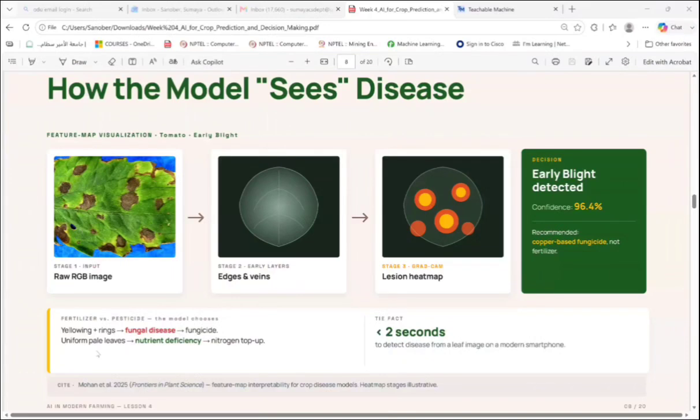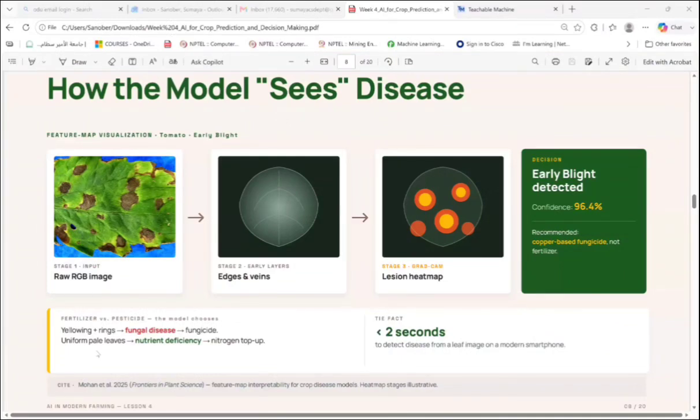Each layer of the neural network detects a simple visual pattern such as edges, lines, and colors, right? Now, deeper layers combine those patterns into meaningful structures such as leaves, veins, lesions, and disease spots. The heat map shown on the slide represents the image region that influences the model most strongly. In this example, the model focuses on the damaged area rather than the entire background.